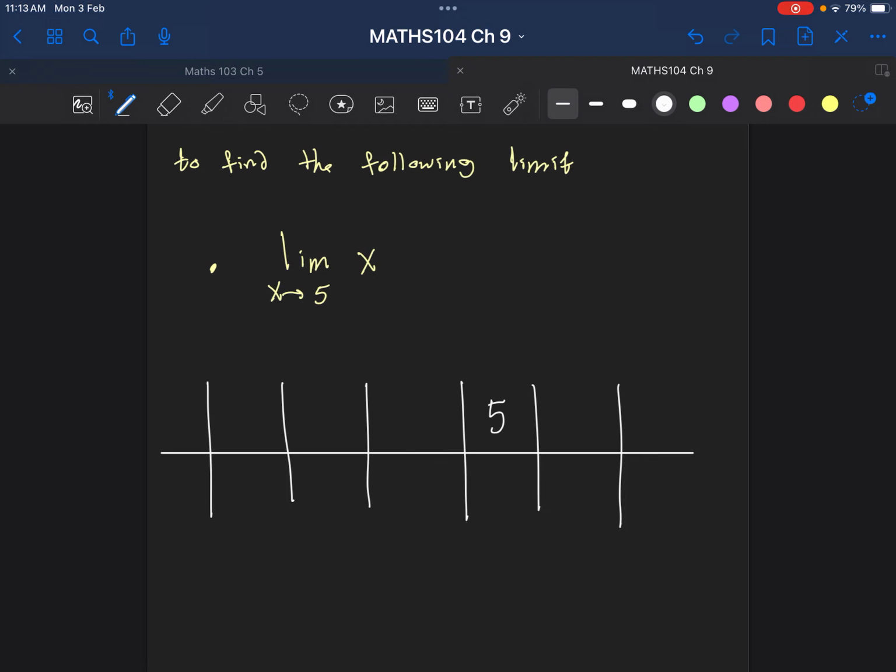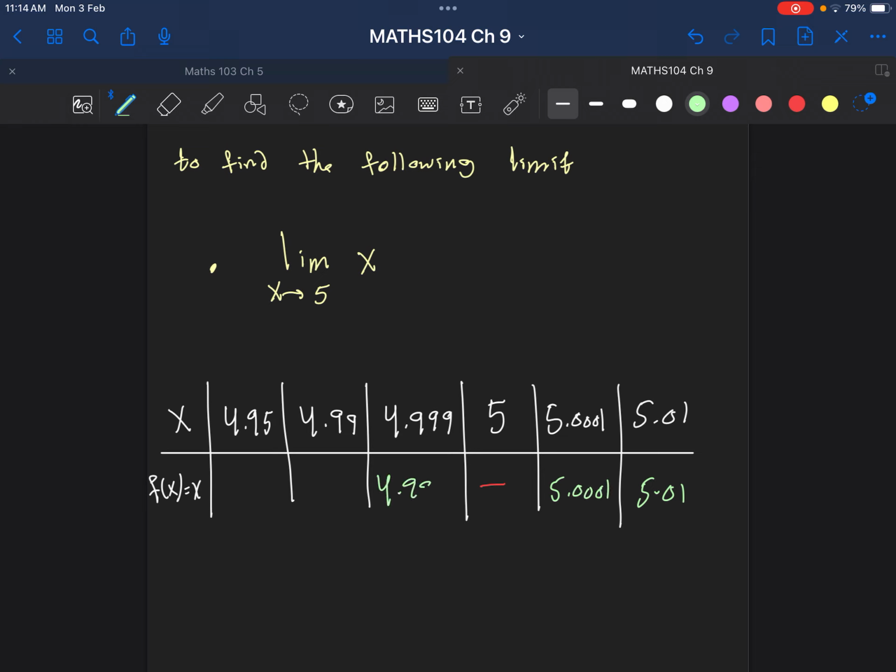So if we say this is 5, this is x, and this is f of x equal to x. So if we just choose a number that is very small, and here we can choose 5.0001, 5.01. Now, of course, I don't care about 5 exactly for now. If we just plug in 5 it will be the same numbers because the function is f of x equal to x. So whatever x is, I need to write it down.